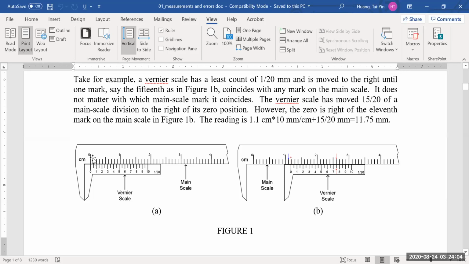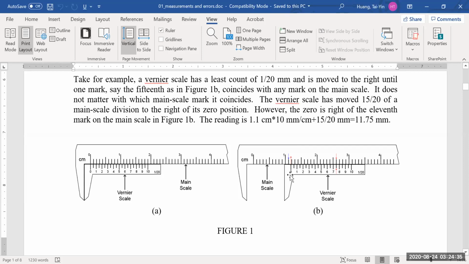So when you close it, the zero on the main scale and the zero on the vernier scale coincide with each other. So let's say you use it to take some measurement, and when you open it up, this is basically what you got here. So how do you read off from this? The first thing you need to do is identify where the zero on the vernier scale is in relation to the scale on the main scale.